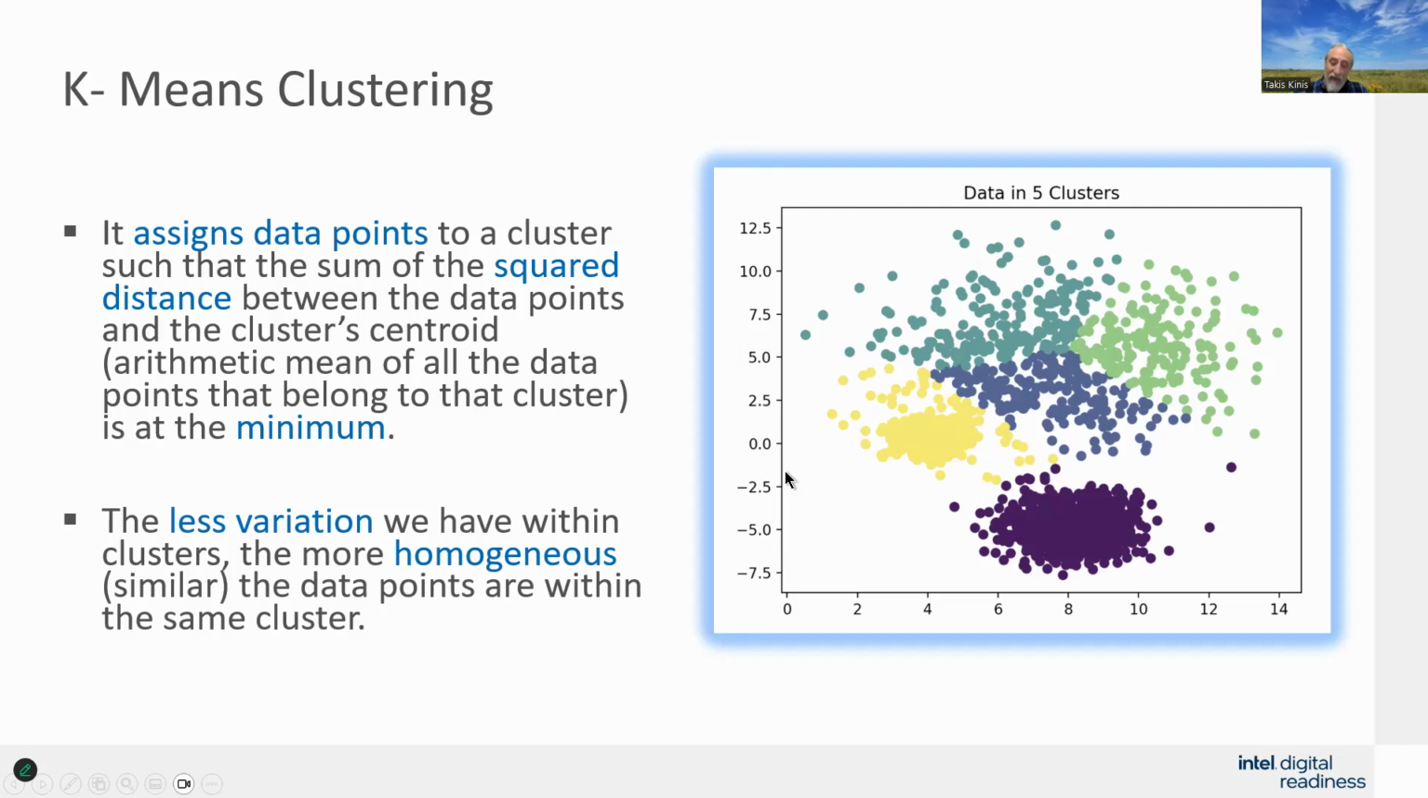With every iteration of the algorithm, it tightens up and moves and becomes more seemingly accurate. The less variation we have within clusters, the more homogeneous or similar the data points are within the same cluster. In some cases there are questionable areas, but when you see the colors, you can say, okay, here's all the green and the center's probably here somewhere, and we're minimizing the distance of all the points to that center point, and it forms that cluster.